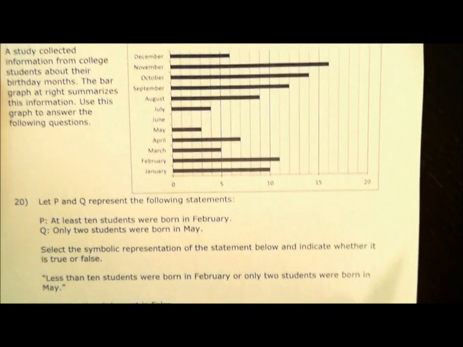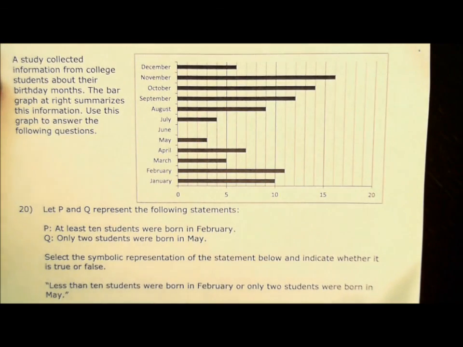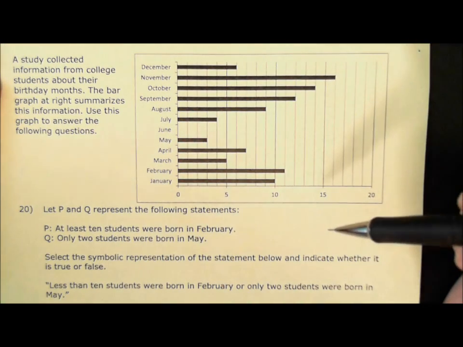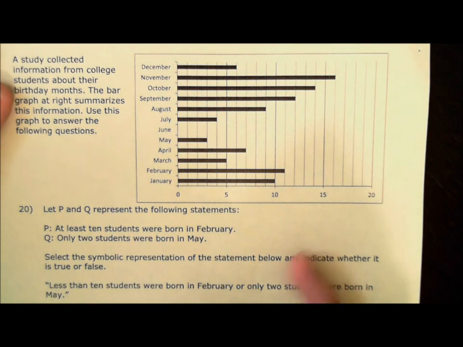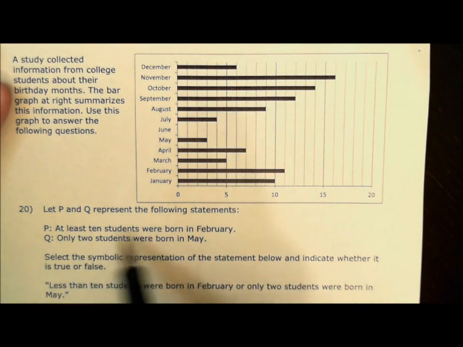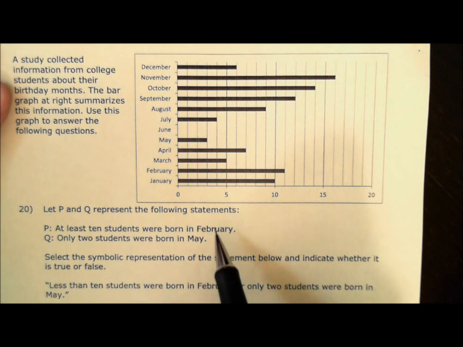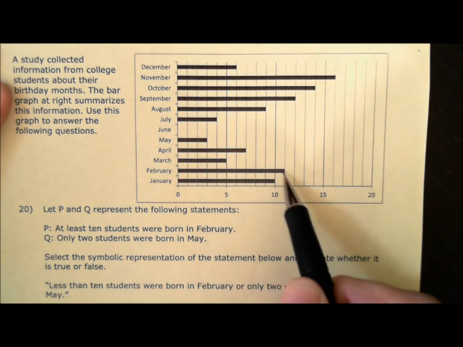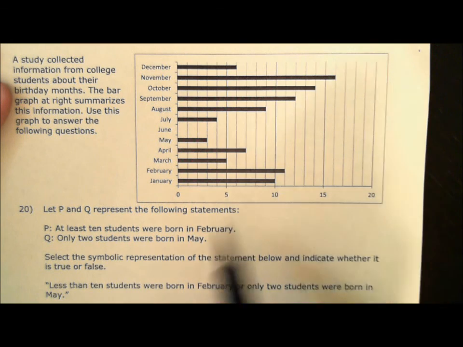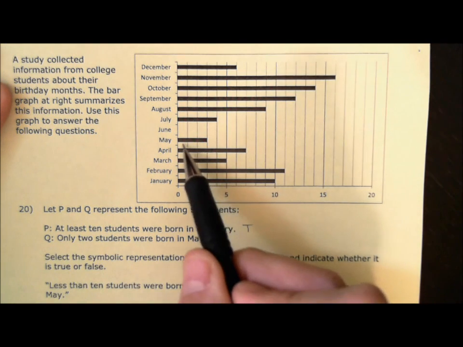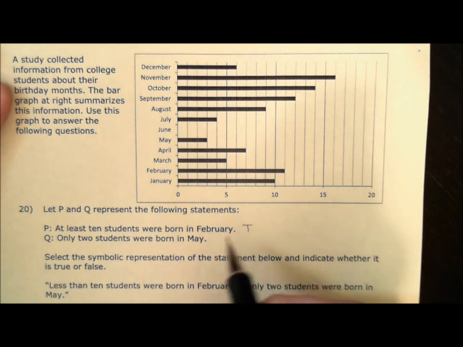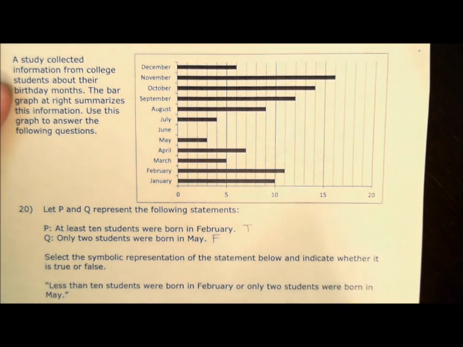Numbers 20 and 21 deal with this bar graph of students' birth months. And let's just go ahead and determine the truth or falsity of the two individual statements. At least 10 students were born in February. In February there were, it looks like 11 students born, so that is true. Only 2 students were born in May. In May we see there were 3 students born, so that is false.